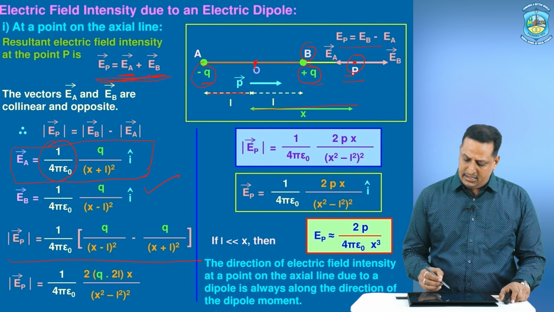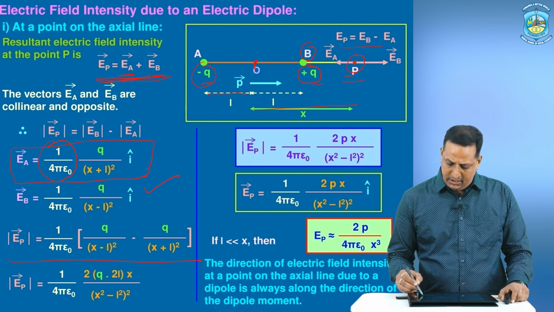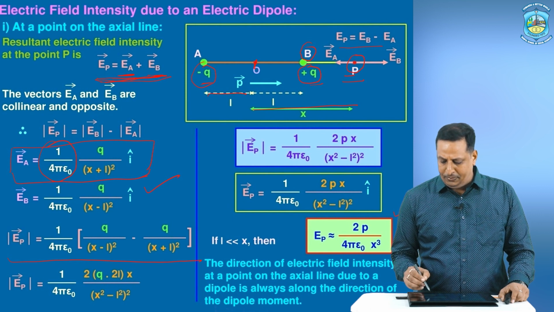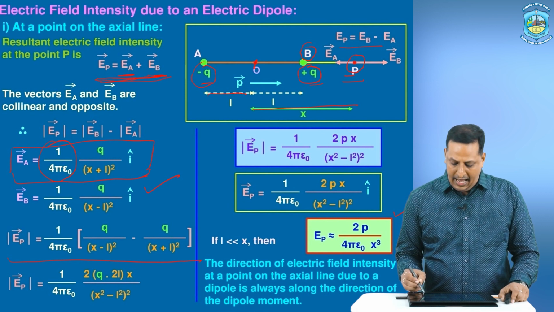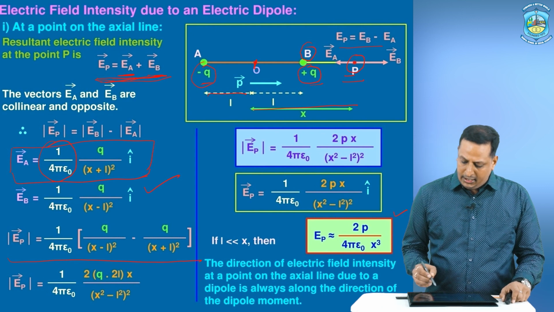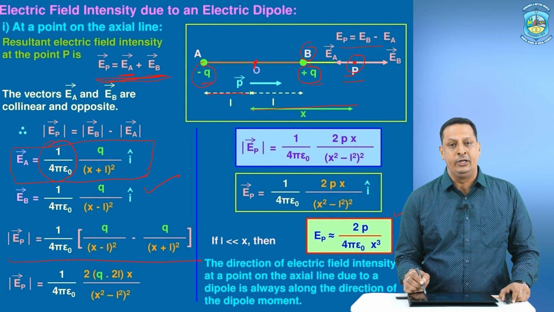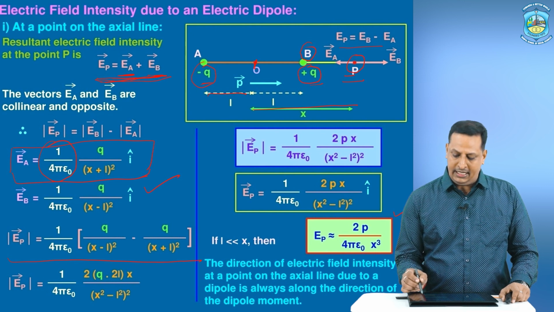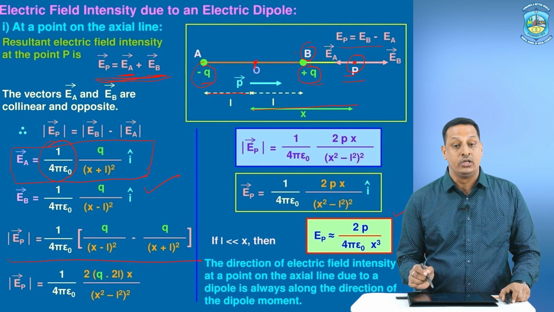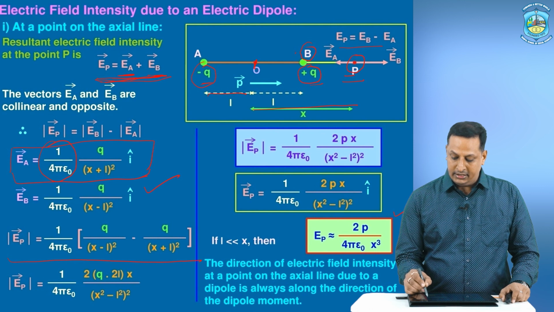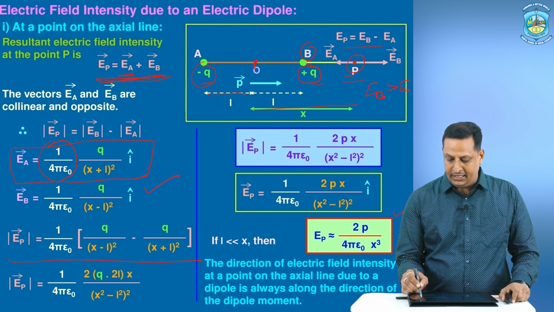On calculating this, finally we have the expression for the electric field, that is 2p upon 4 pi epsilon naught x cube. Clearly, at point P, the direction of electric field will be along the direction of the electric field which is produced by charge B, as the electric field produced by charge B is greater than the electric field produced by charge A.